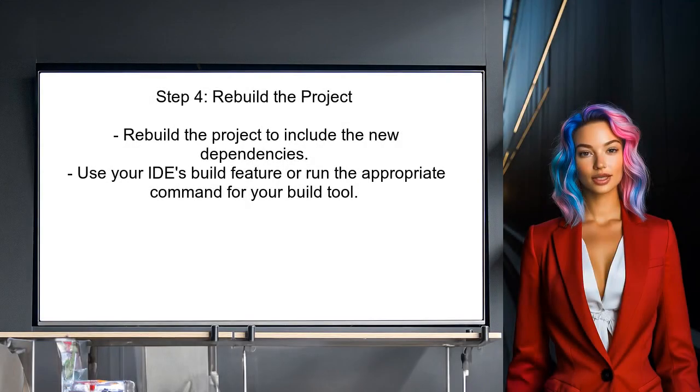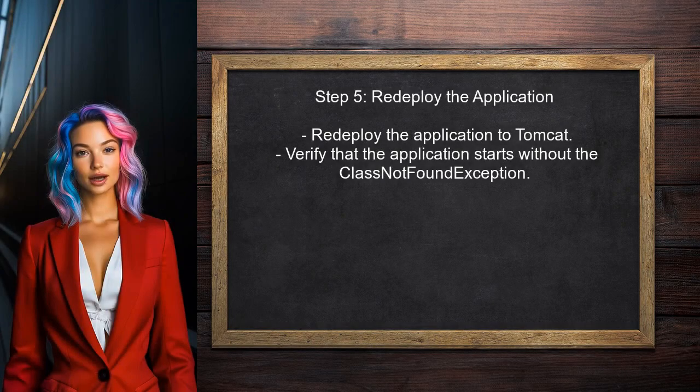After updating the build configuration, the user should rebuild their project to ensure that all dependencies are correctly included. This step is crucial for the changes to take effect. Finally, the user should redeploy their application to Tomcat. This will allow Tomcat to access the updated classpath and resolve the JMSContext class correctly.